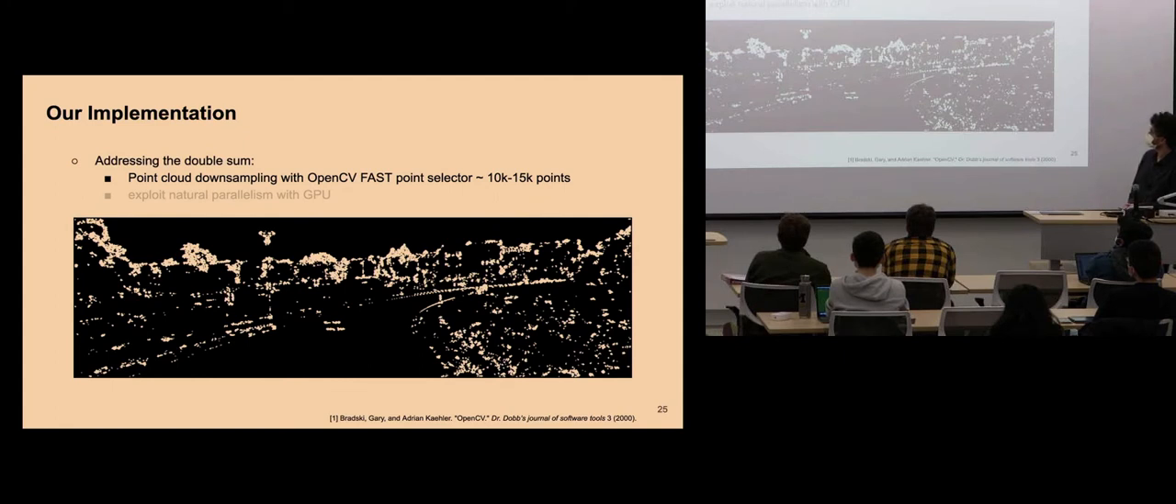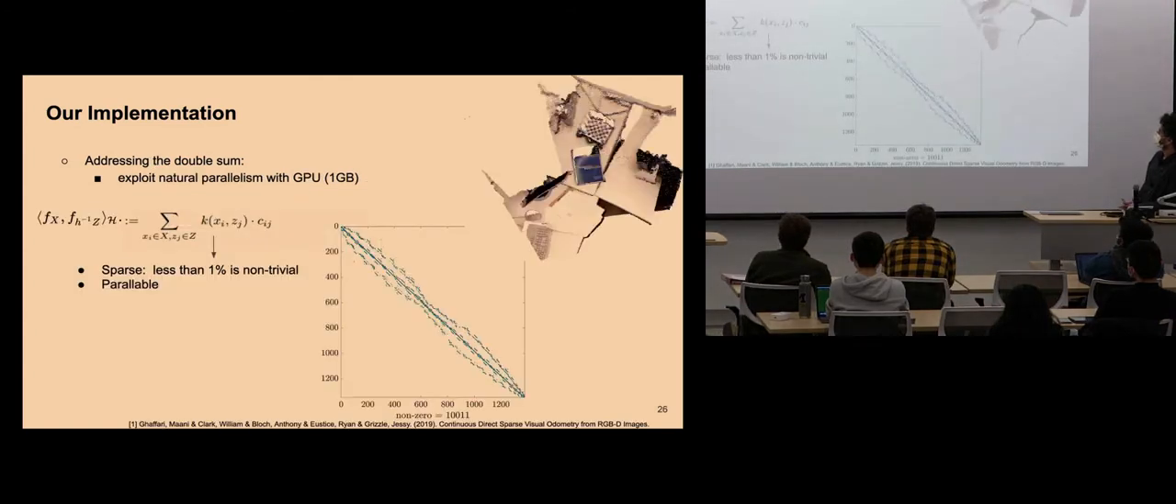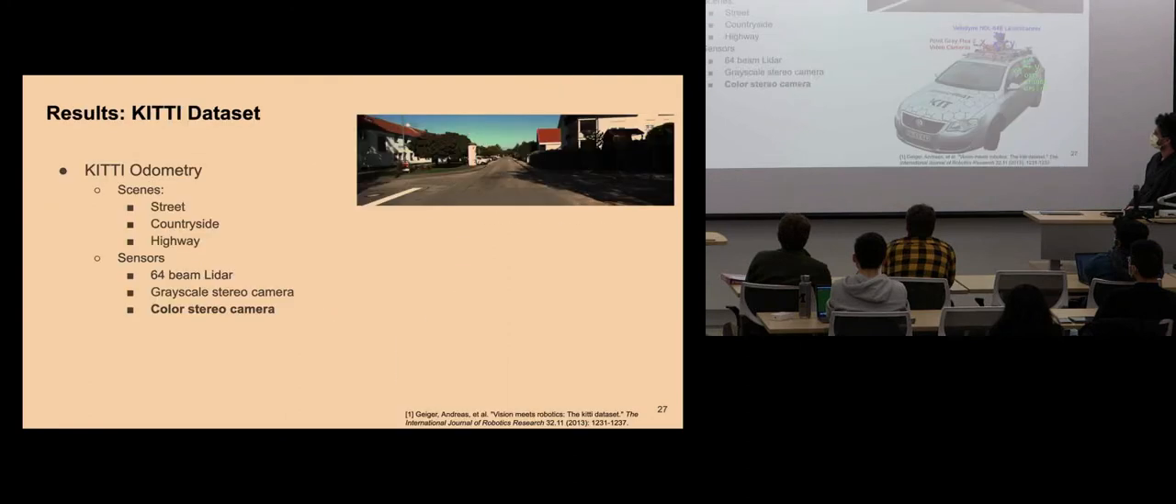In our practical implementation, the computation for the double sum might be costly. So we downsample the points with the OpenCV fast point cloud selector. Also, we compute each element in this double sum on the GPU in parallel in order to speed things up.